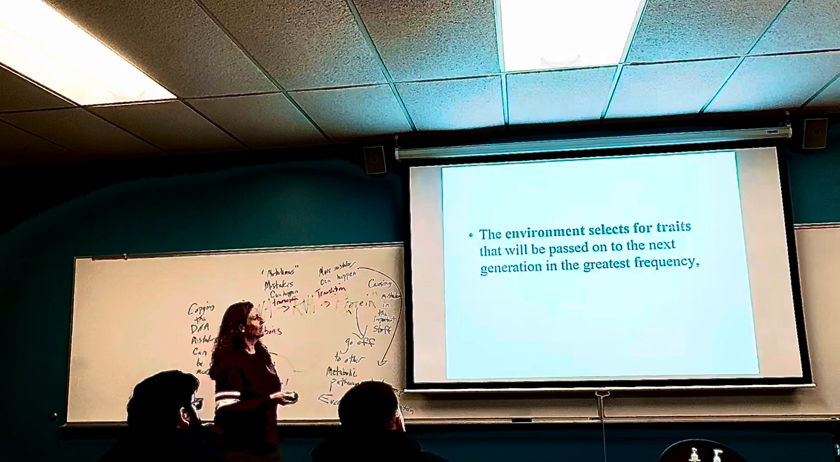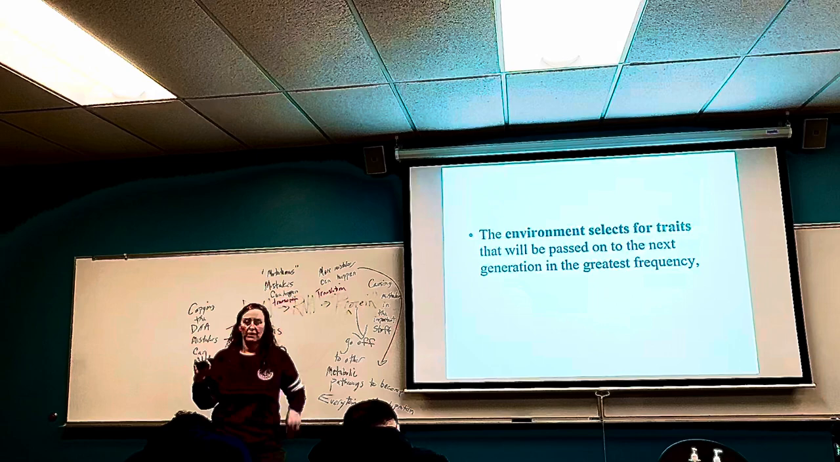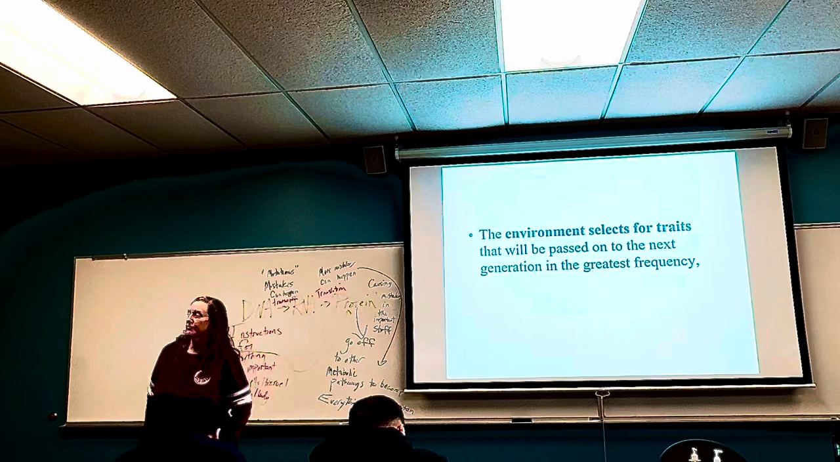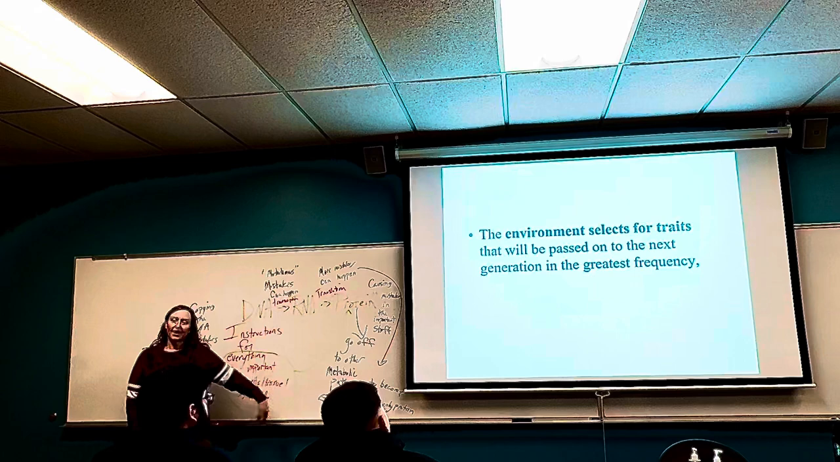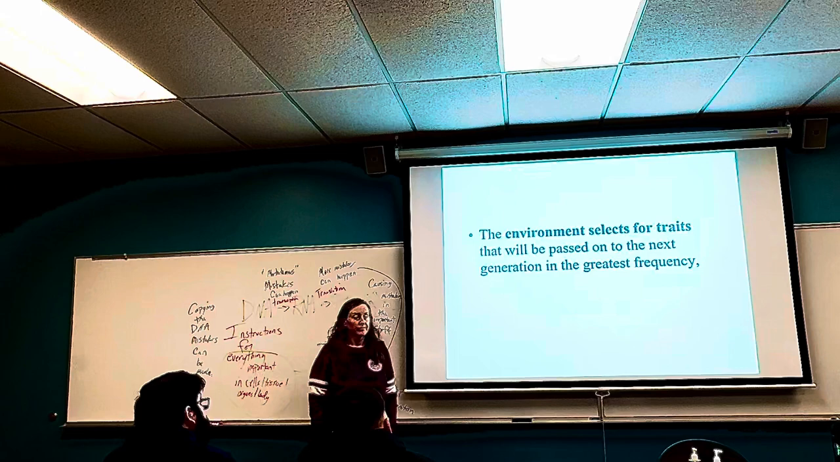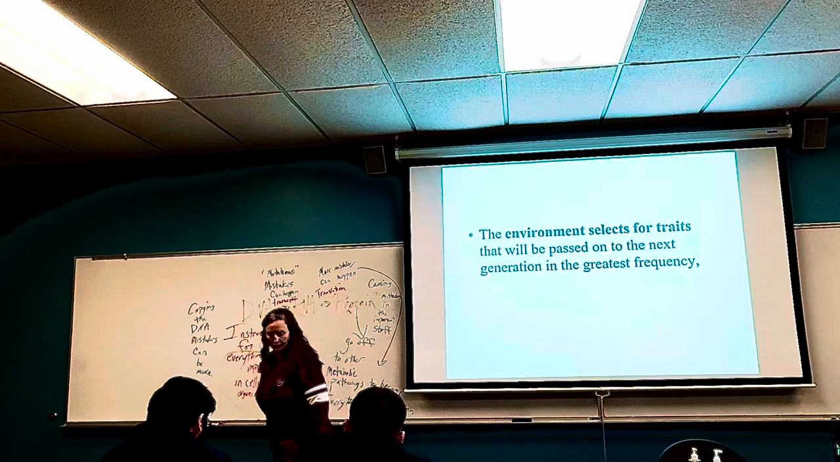All right, so the environment only selects for those who already have those traits. And just like your example with a certain kind of cancer, you happen to be in a certain environment and you just happen to already have this gene by chance for a certain disease, then the environment is selecting for you to show that disease. But all of this is based in our genes. It's heritable.